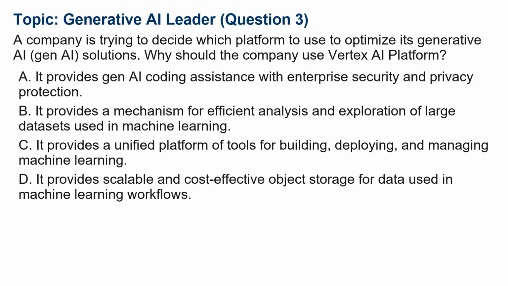A company is trying to decide which platform to use to optimize its generative AI, Gen AI, solutions. Why should the company use Vertex AI platform? A. It provides Gen AI coding assistance with enterprise security and privacy protection. B. It provides a mechanism for efficient analysis and exploration of large datasets used in machine learning. C. It provides a unified platform of tools for building, deploying, and managing machine learning. D. It provides scalable and cost-effective object storage for data used in machine learning workflows.